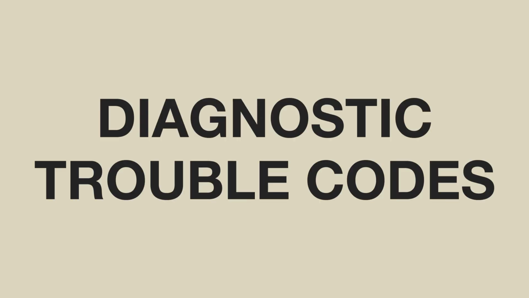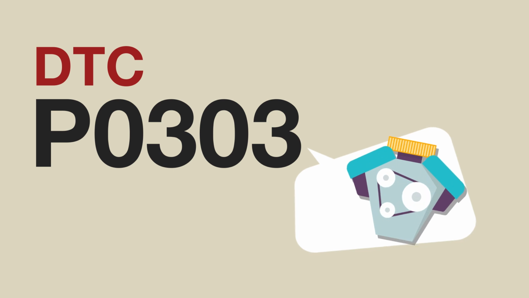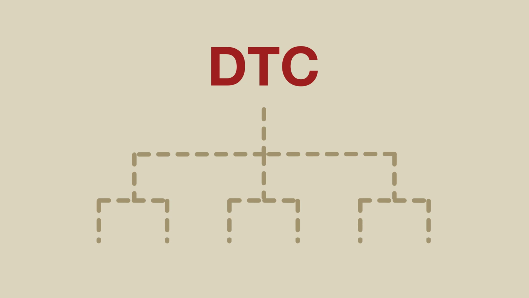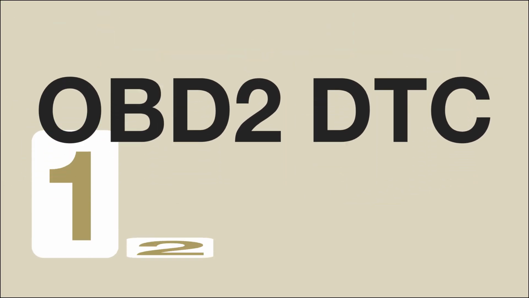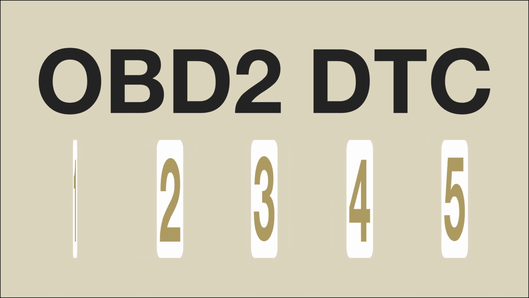Diagnostic Trouble Codes, or DTCs, are combinations of letters and numbers that indicate where problems exist in the car's computer systems. Far from being random, these codes are carefully structured to help you quickly identify malfunctions without needing to look up definitions. Let's break down the structure of a DTC. A typical OBD2 DTC consists of 5 characters, each with a specific purpose.